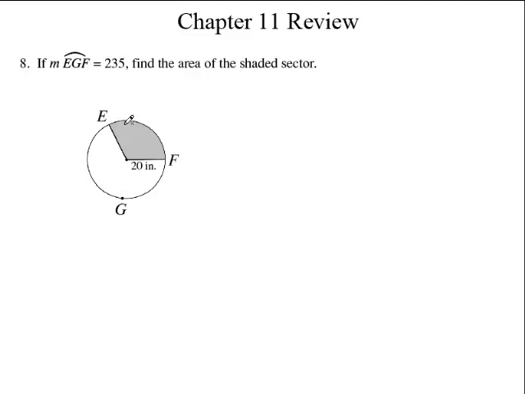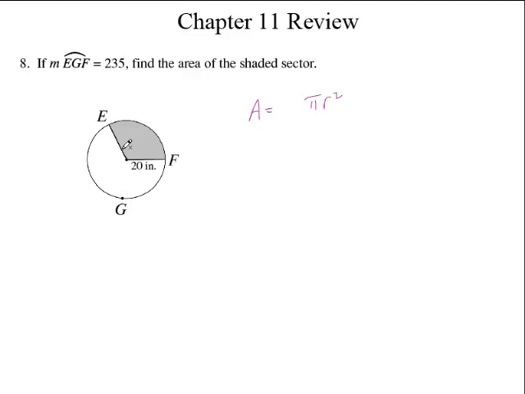Okay, here we're finding the area of a thing called the sector, the shaded sector. So we're finding the area of all this stuff right here. Now, you got to understand, it's a piece of the whole entire circle. So if we were to find the area of the whole entire circle, we would just go pi r squared. But we're not finding the whole entire circle. We are only finding a portion of that circle.